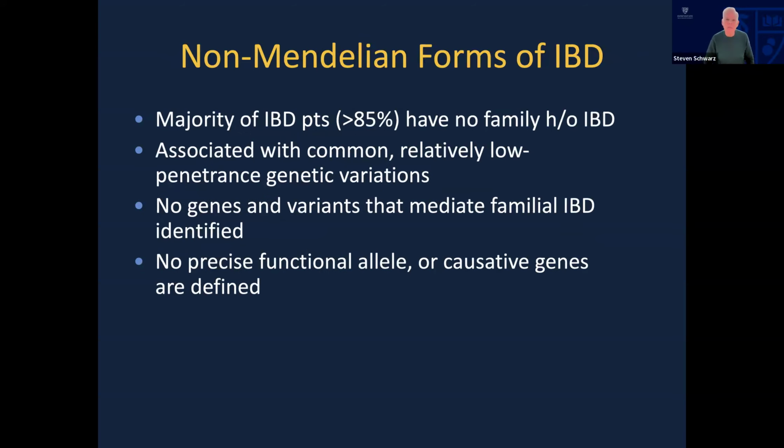So the majority of IBD patients, however, have no family history of IBD. And most of these patients, when one examines the genome, have relatively low penetrance genetic variations. There are no genes and variants that mediate familial IBD. I guess we could say IL-10, IL-10R, and we'll talk about that a bit later, may be the exception to the rule. But there is no precise functional allele or causative gene in the vast majority of patients.